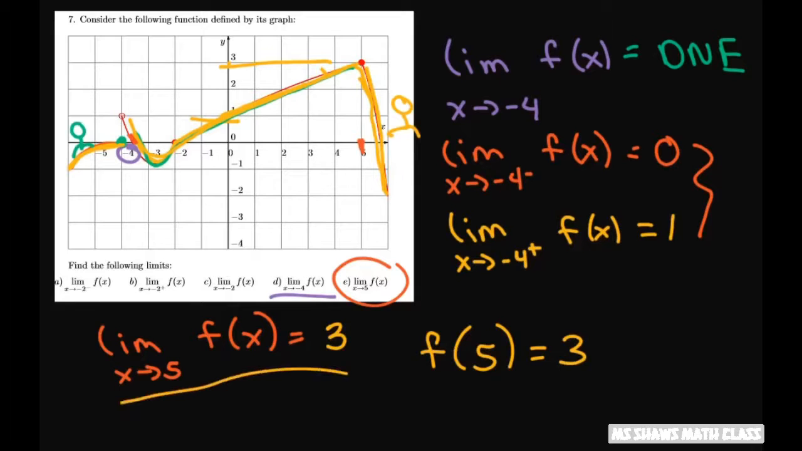Since all of this is true, that means that this is continuous, even though the video is not about that. We'll talk about that later, but if all of them are the same numbers, then it means the graph is continuous. And that's it.